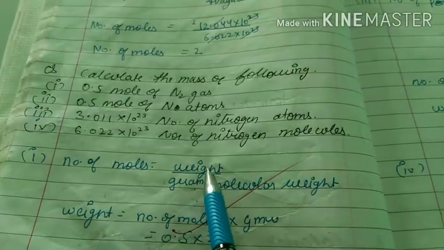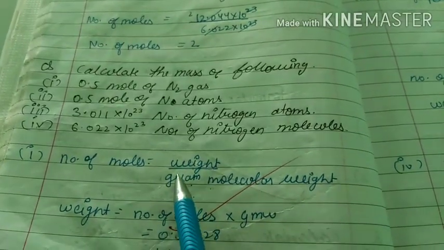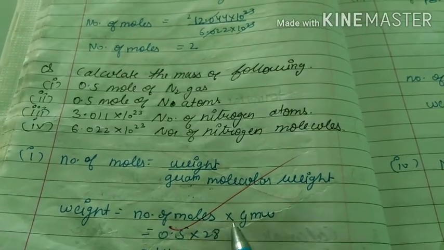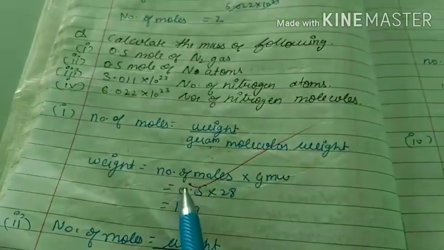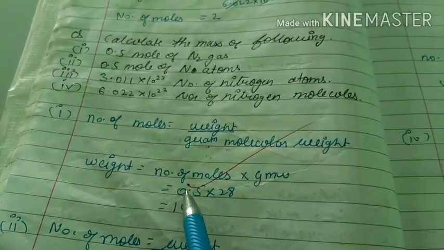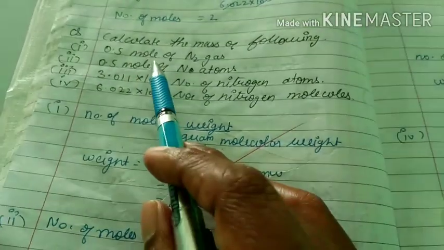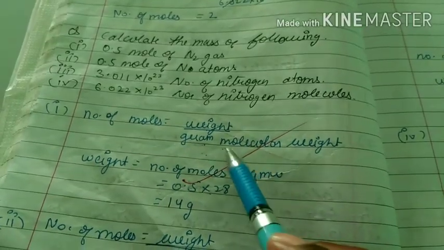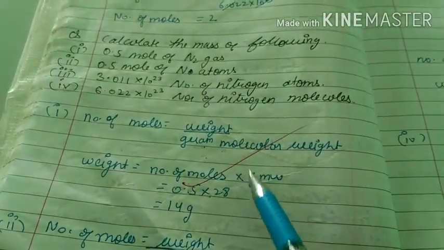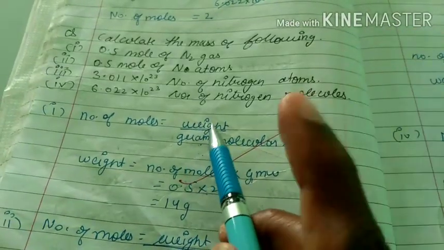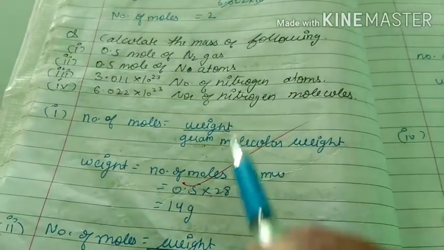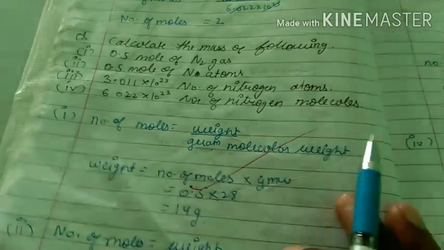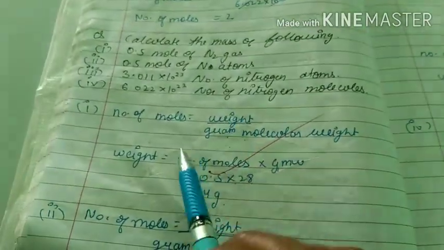So from this formula, weight equals what? If you cross multiply, weight equals number of moles into gram molecular weight. How many moles? 0.5. Number of moles is given directly, so we can substitute that value directly. Into gram molecular weight, how much? For nitrogen gas, the gram molecular weight: for 1 nitrogen 14, for 2 nitrogens 14 into 2, 28. That's all. This is a very simple way to calculate these type of problems.